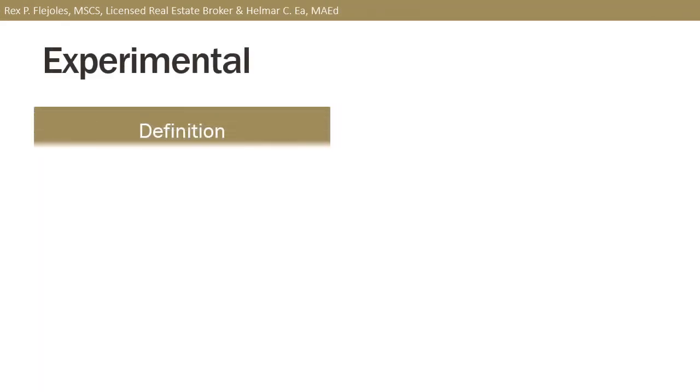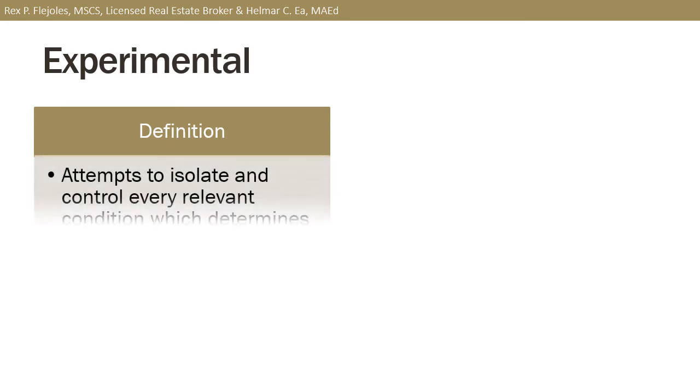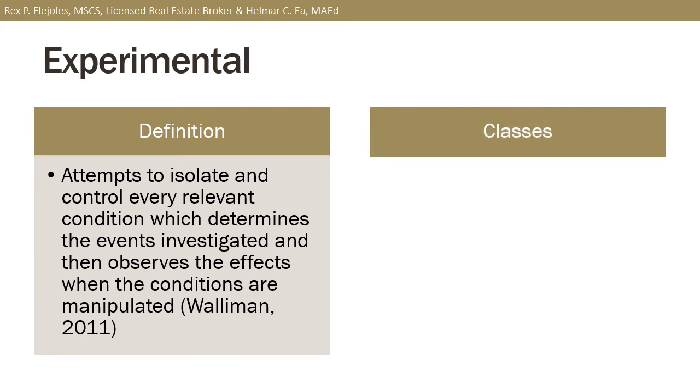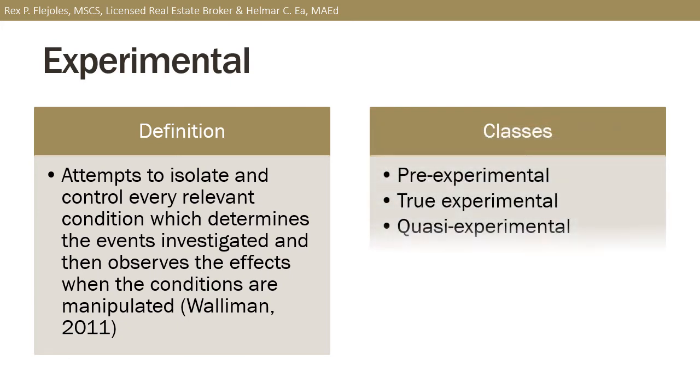Another is experimental. It attempts to isolate and control every relevant condition which determines the events investigated and then observes the effects when the conditions are manipulated. Among its variations are pre-experimental, true experimental, and quasi-experimental.